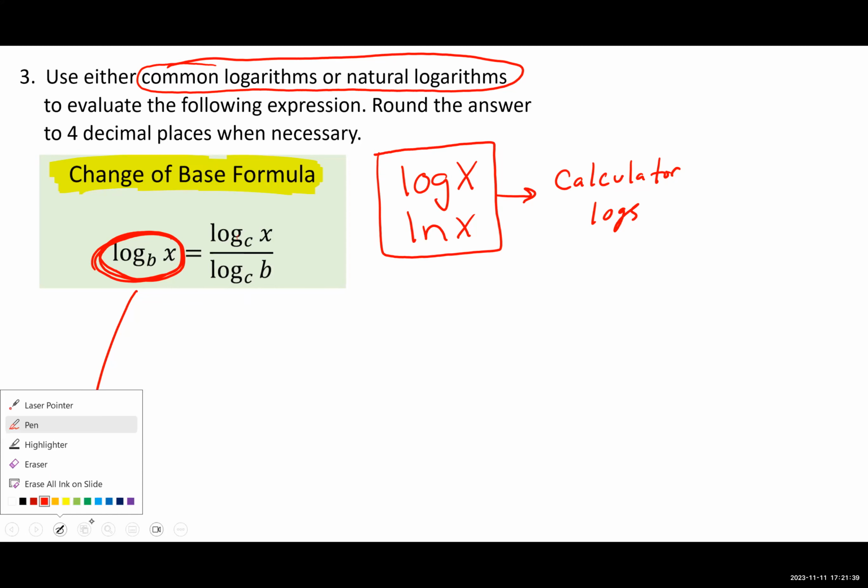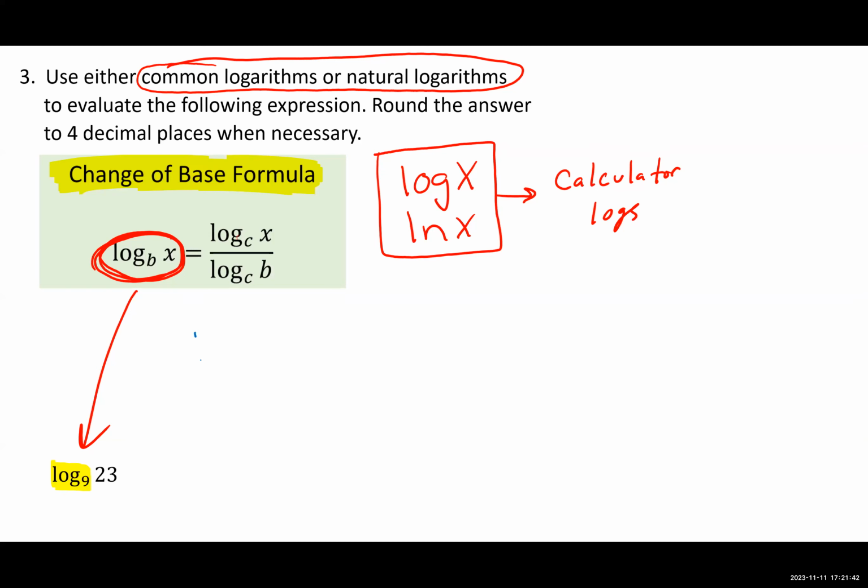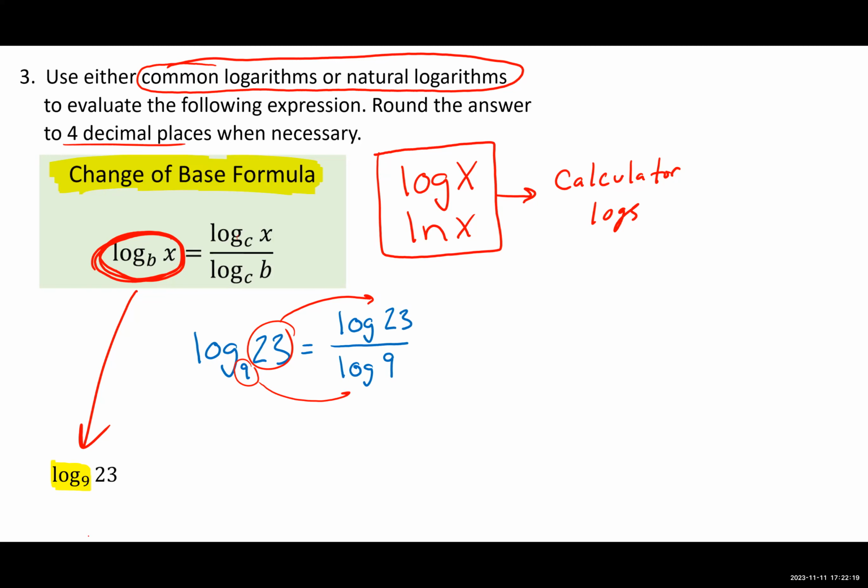So here's what the change of base formula is saying. The log base 9 of 23 is equal to the log base 10 of 23 divided by the log base 10 of 9. This number goes on the top, a little number goes on the bottom. Now that's not the final answer. We have to round to 4 decimal places. We still have to crank out a number.